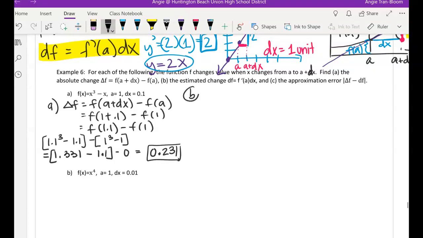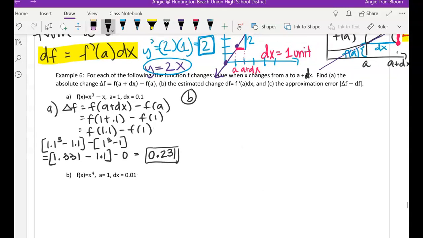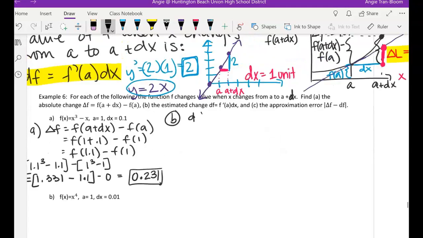Then B, use our approximated change formula, which is the change in y. It's the first derivative at a times the change in x. Well, let's do the first derivative then. y prime is equal to 3x squared minus 1. Then your x is evaluated at 1. So this is going to come out to be 3 times 1 minus 1, which is going to be 2.